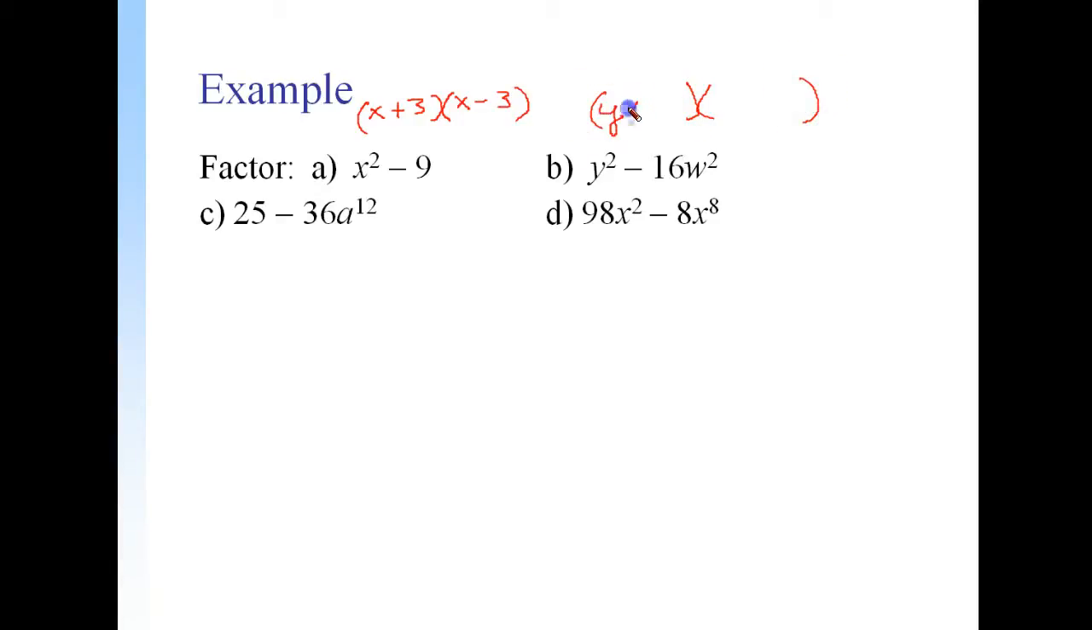Y plus 4w, y minus 4w. Difference of perfect squares factors into its conjugates. Let's see if I get my pen working properly here. There we go.